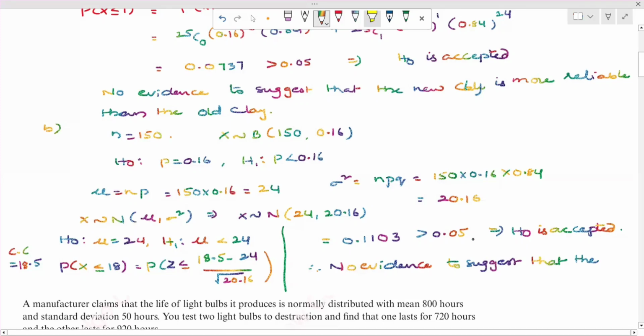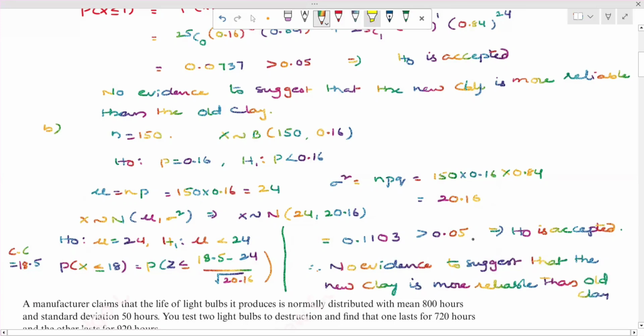No evidence to suggest that the new clay is more reliable than the old clay.